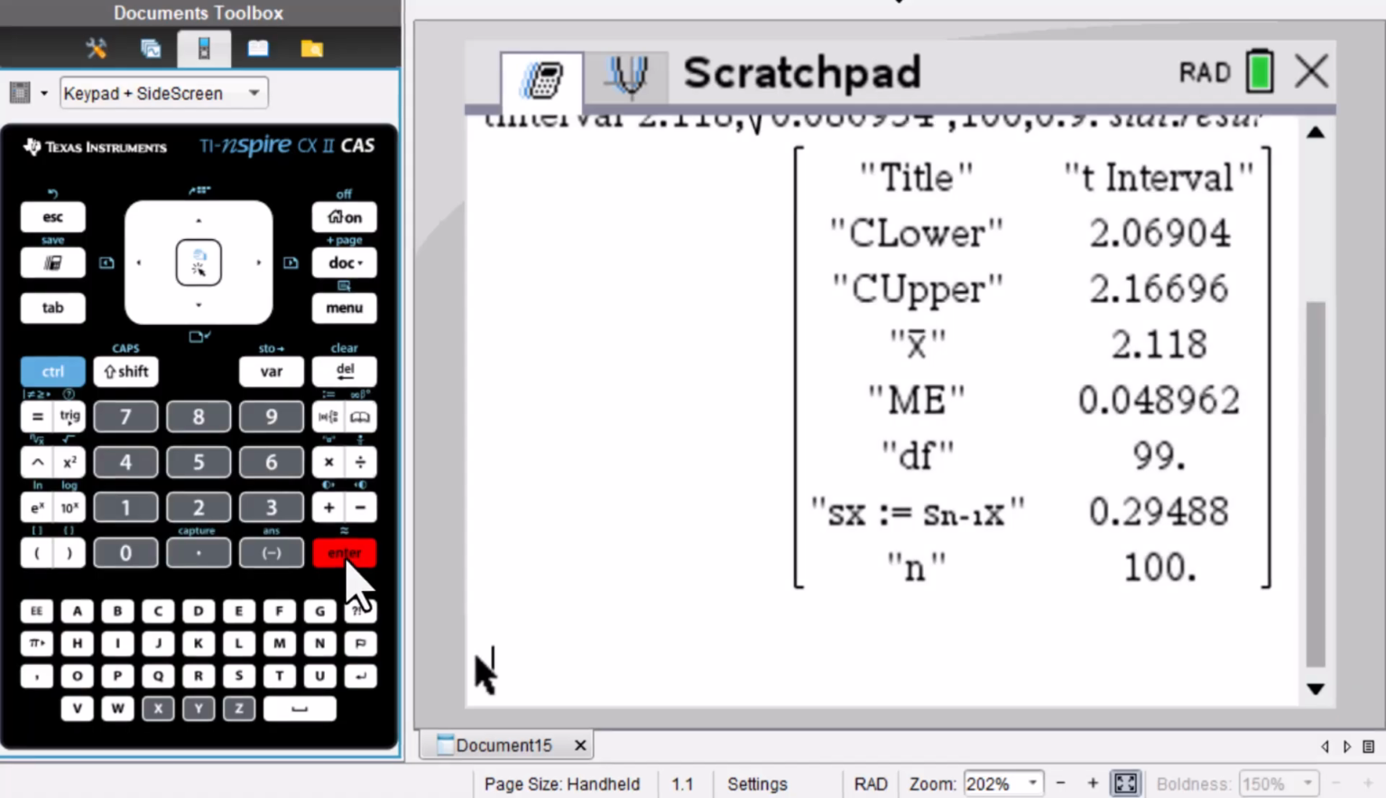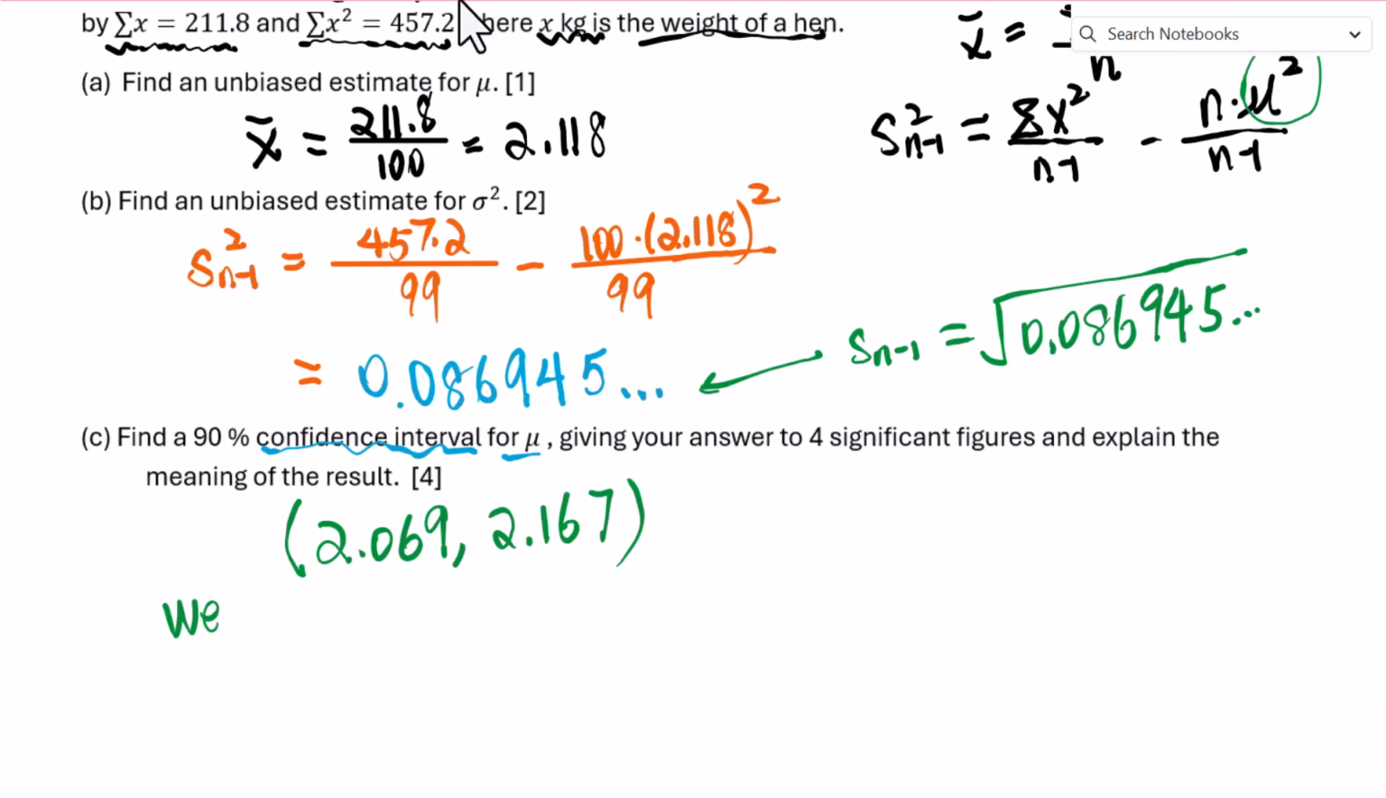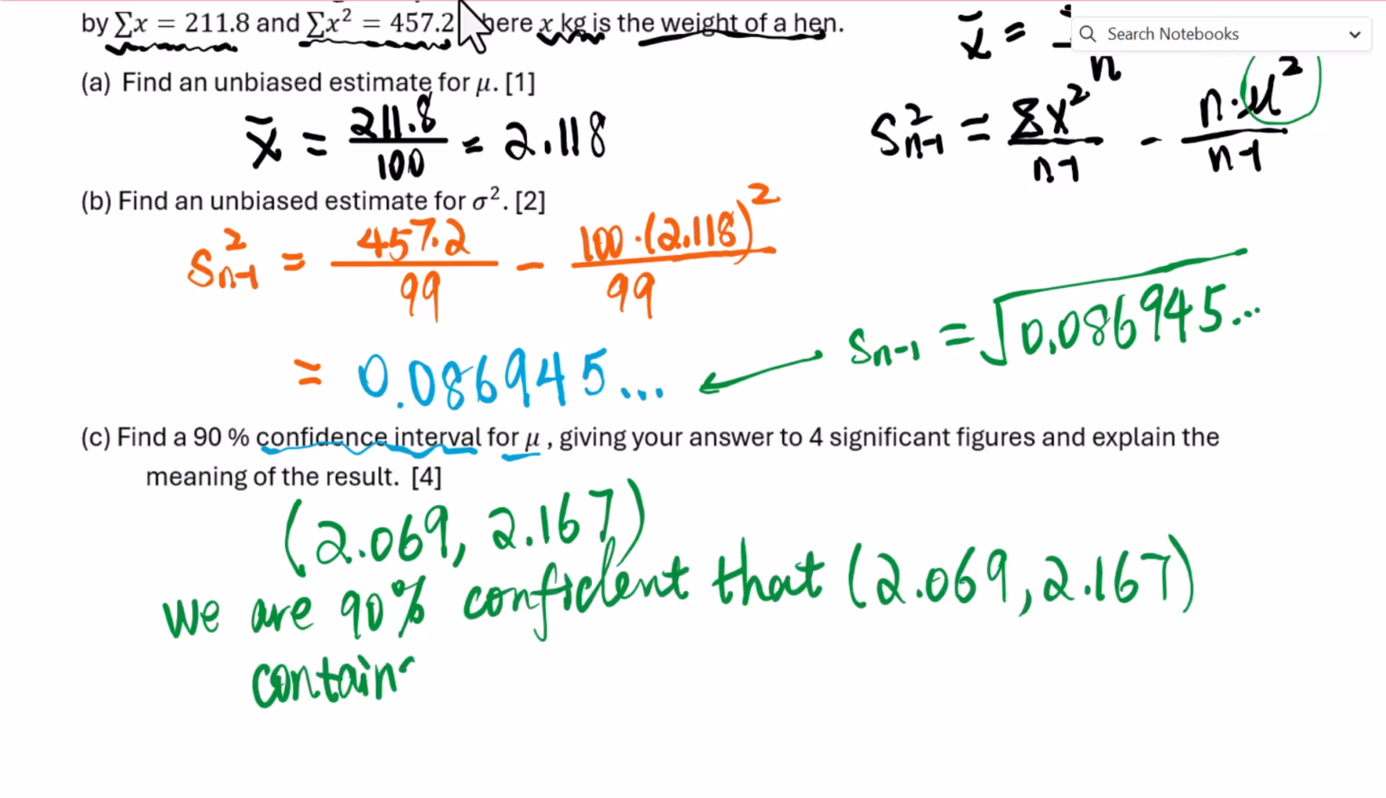Enter. We got this interval from 2.069 to 2.167. Remember, we need 4 sig figs. Explain the meaning of the result. We are 90% confident that this interval contains the true value mu.